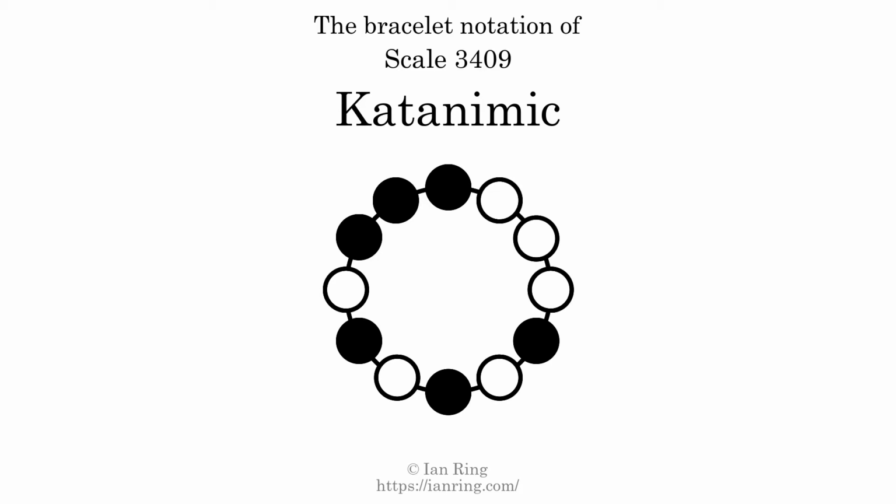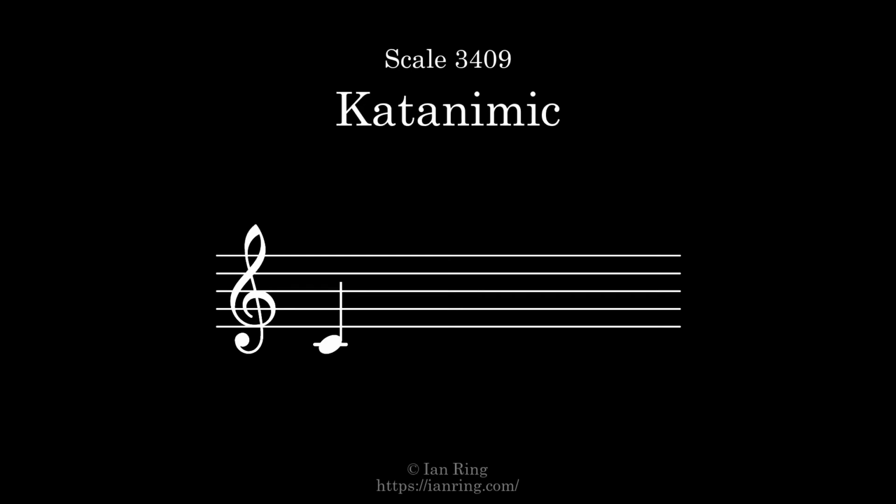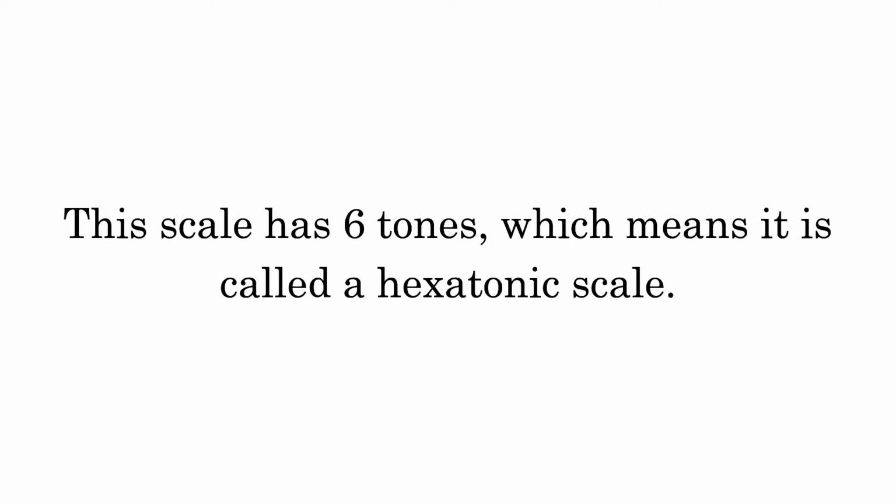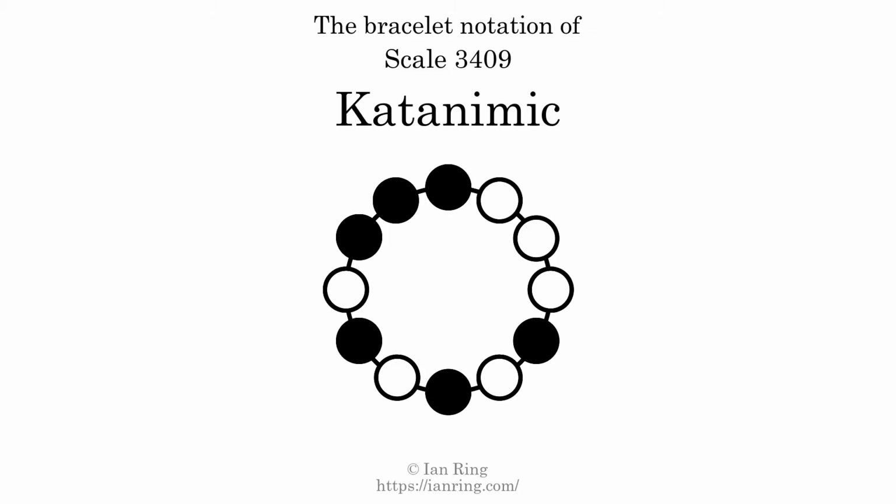Today we will talk about Scale 3409, Katanimic, which sounds like this. This scale has 6 tones, which means it is called a hexatonic scale. This is a bracelet notation diagram of scale 3409. The shaded circles represent tones that appear in the scale, and they are read clockwise, starting at the top.